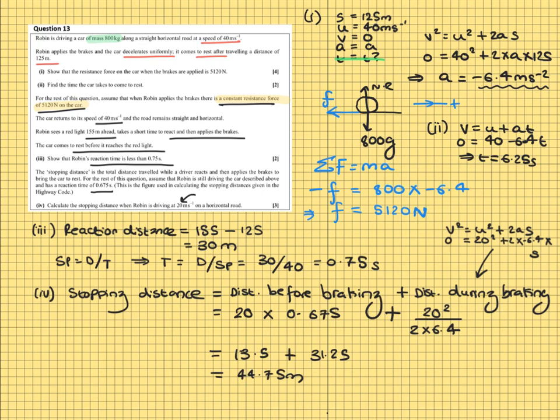Now, just to clarify, I was able to use an acceleration of negative 6.4 because earlier on we're told in the question that we assume that when Robin applies the brakes, there is a constant resistance force of 5,120 newtons, and using F equals ma, that means the acceleration will consistently have a value of negative 6.4.